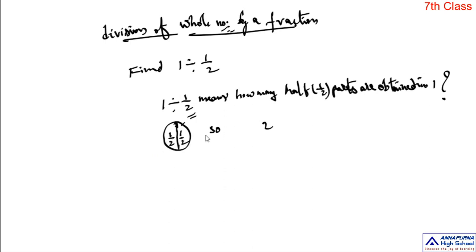2 halves are there. So 1 divided by 1 by 2 is equal to 2. Or 1 divided by 1 by 2 is equal to, if you multiply the whole by 2 by 1, which is equal to 2, we can get it like this also.